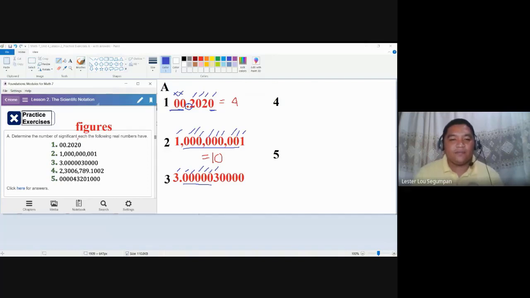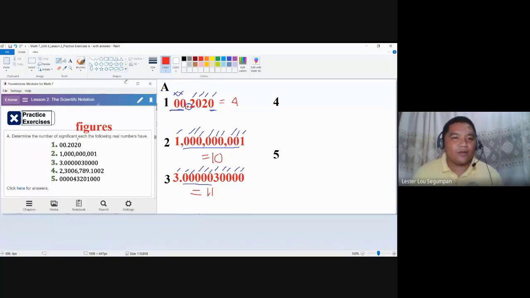How about the last zeros, the trailing zeros after the second digit 3? We are going to count them as well as significant. So the number of significant digits for number 3 is 1, 2, 3, 4, 5, 6, 7, 8, 9, 10, and 11. And we have 11 significant digits or significant figures.